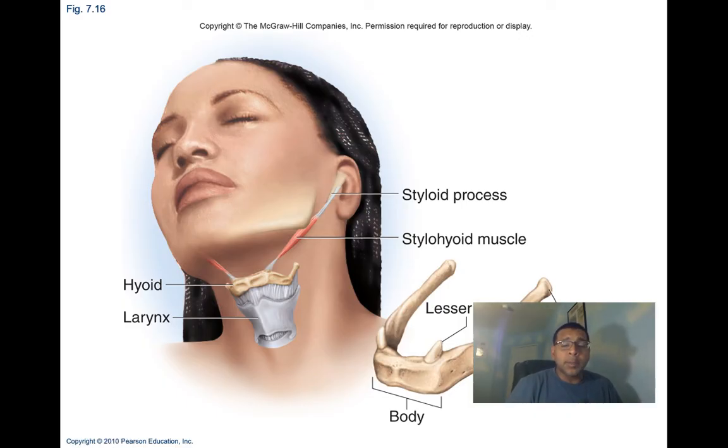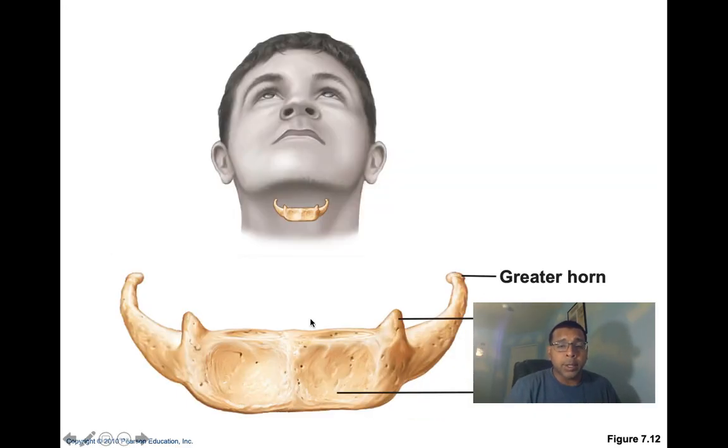Okay, so this bone has a few parts I'd like you to know about. First is the body. We can appreciate the body here. Next then we have the greater horns. You can see them making their way all the way to the back, the greater horns. And then here we can appreciate the lesser horns. So the hyoid bone.